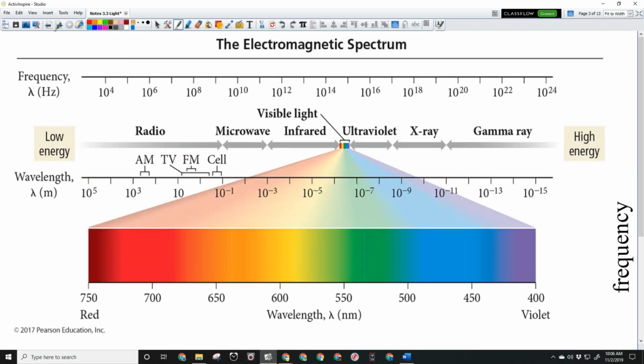All right. So if we look at the electromagnetic spectrum, I don't expect you to draw this. I'm going to give you a handout that has this on it so that you can look at it. But the electromagnetic spectrum goes all the way from the lowest energy or the longest wavelength, radio waves, all the way up to gamma rays, which is the highest energy and the shortest wavelength.